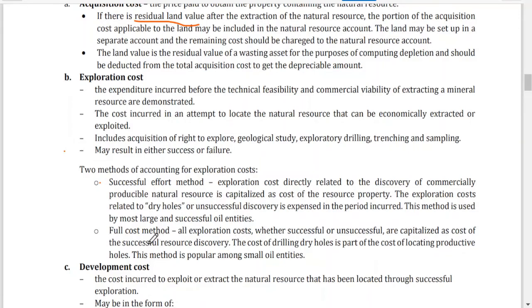So this method is used by most large and successful oil entities. On the other hand, we have the full cost method. So it's full cost because all exploration costs, whether we have found mineral deposits or wala, all are capitalized as part of the resource property. So they are capitalized as cost of the successful resource discovery. So the cost of drilling dry holes is part of the cost of locating productive holes. And this method is popular among small oil entities.